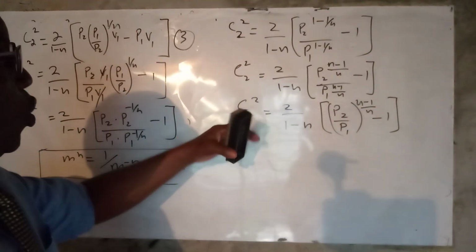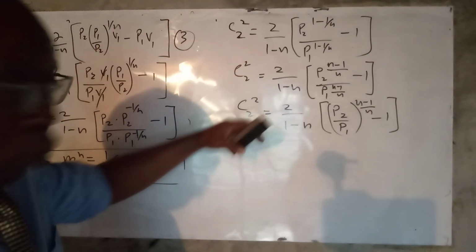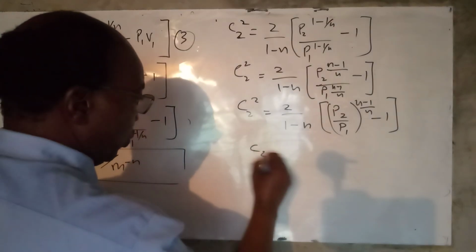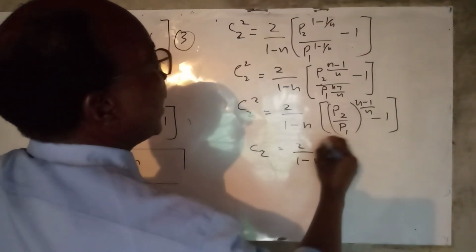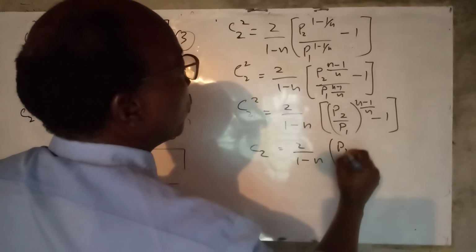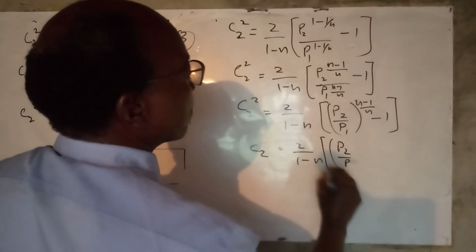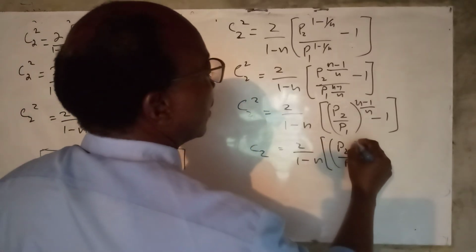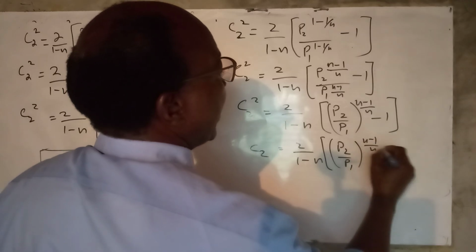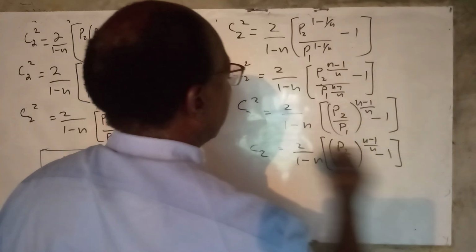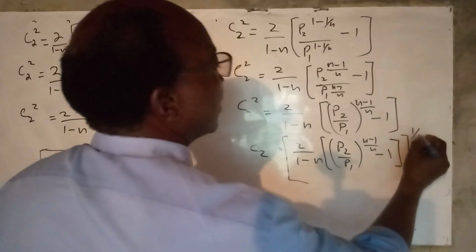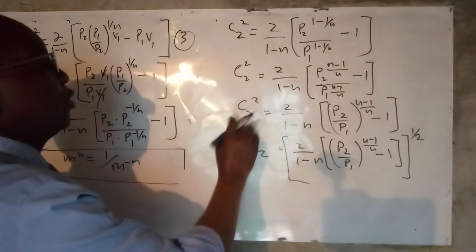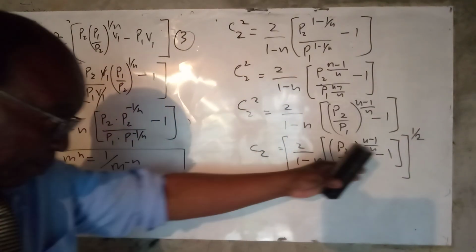And of course, the velocity at plane 2 will therefore be C2 equal to 2 into 1 minus n into P2, P1, n minus 1 over n minus 1, and we'll take the square root of that because we had C2 squared, so C2 is the square root of that.